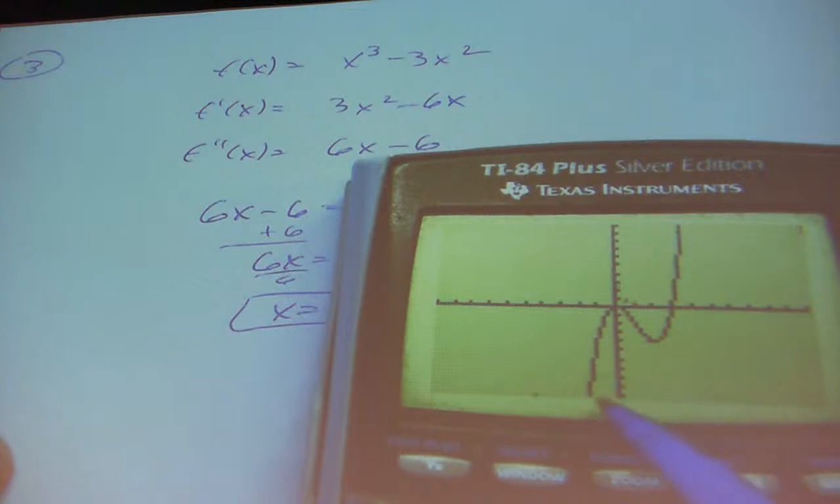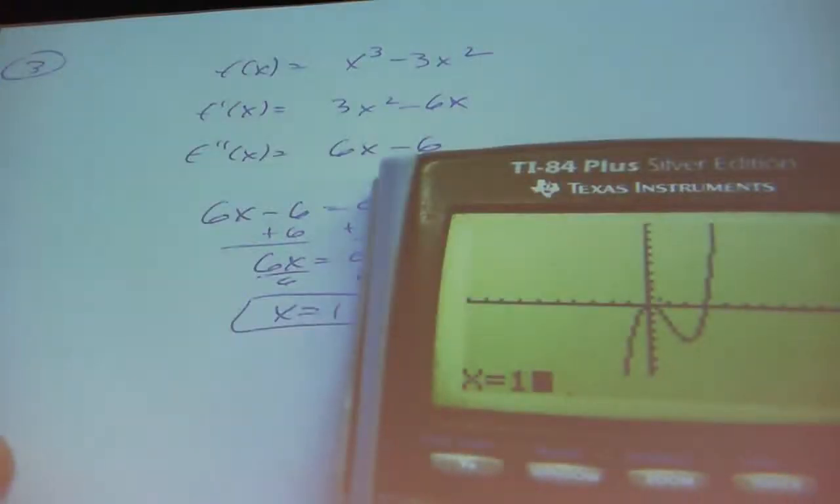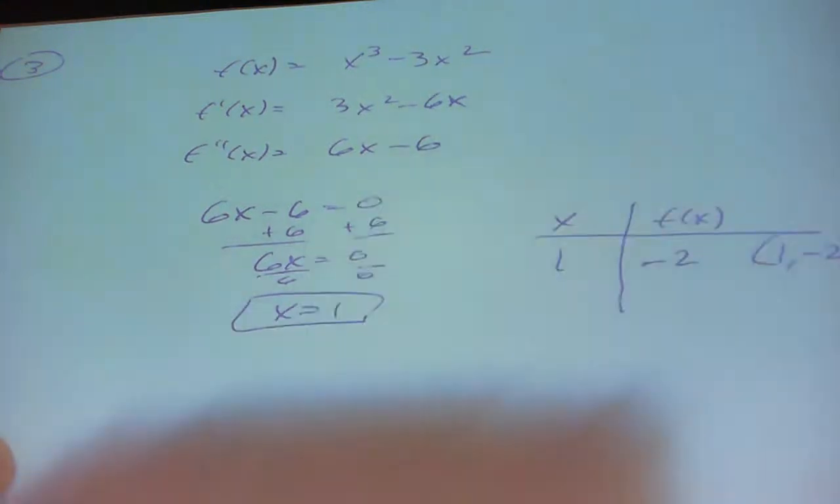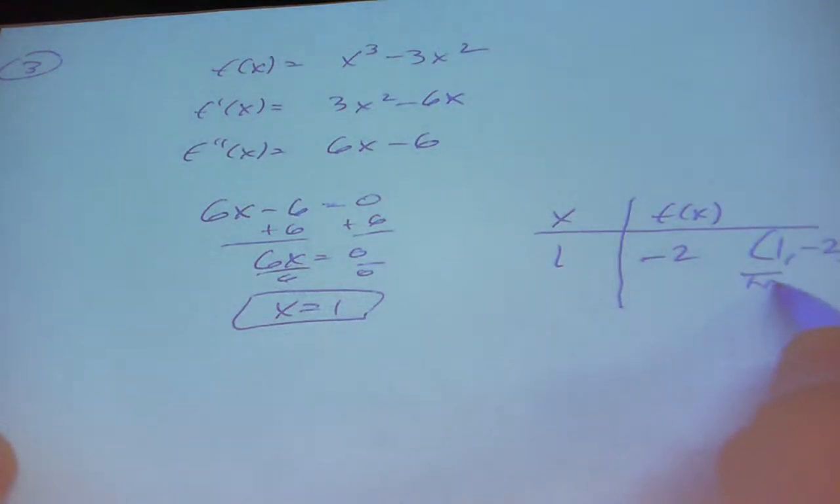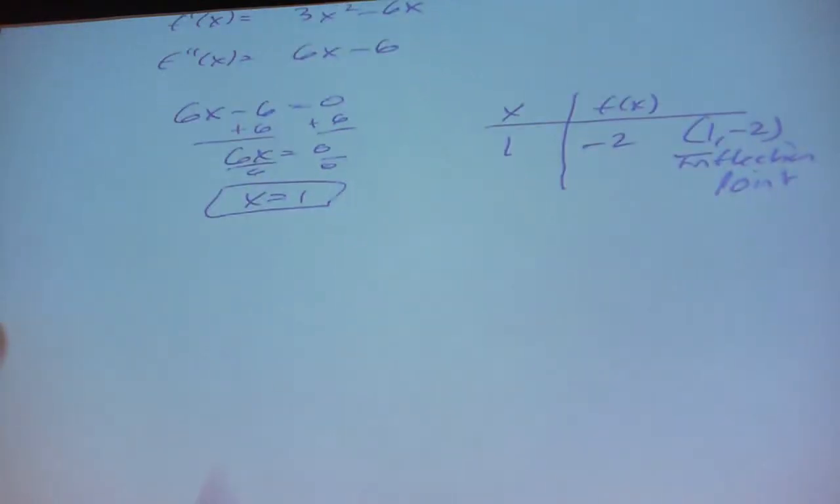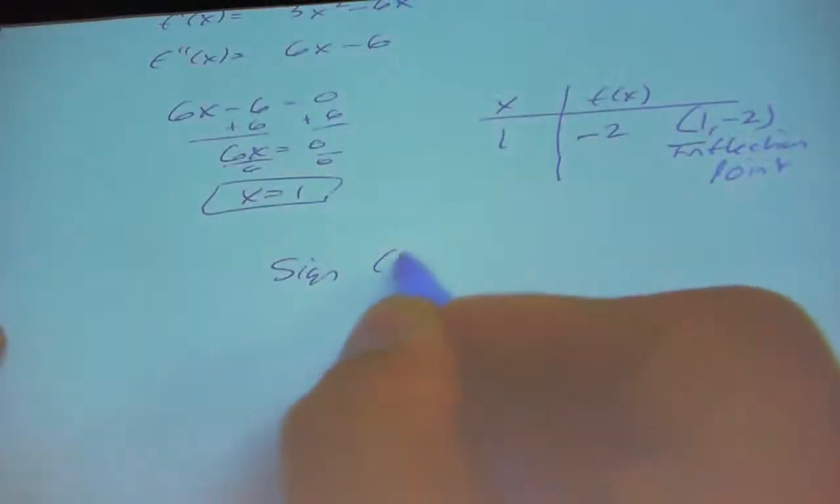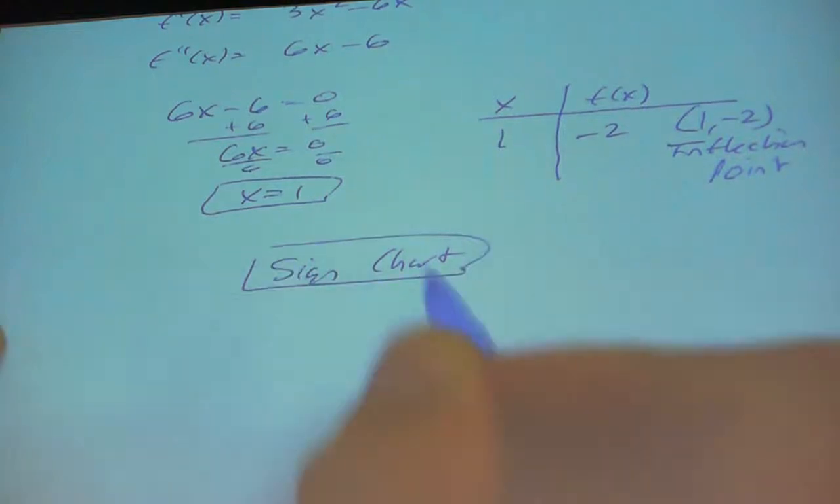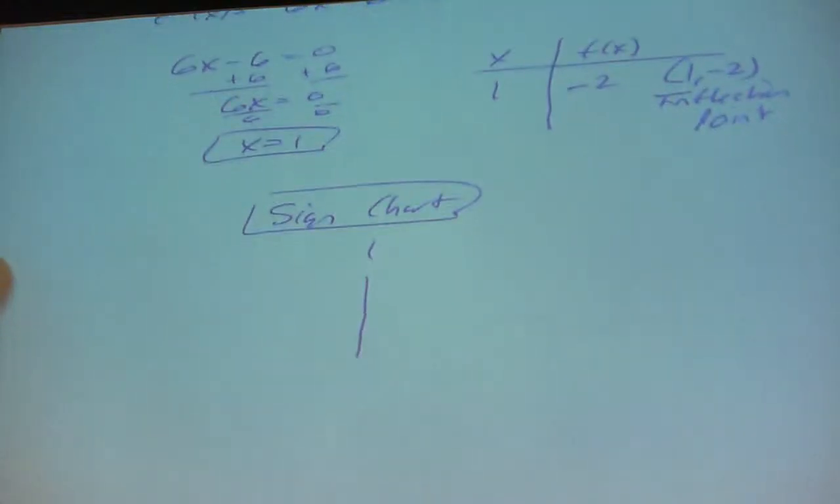We can see the graph being concave down, and then it goes to concave up. So if I hit second trace, 1 for value, 1 is what we found. You can see that's where the change happens from concave down to concave up. So yes, that's where we have an inflection point. And we can verify it with the sign chart. With the sign chart, the number we're concerned with is 1.